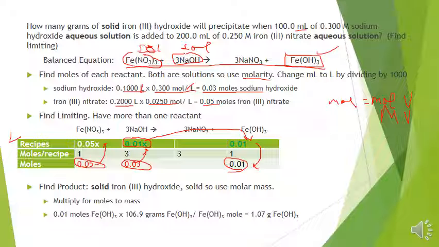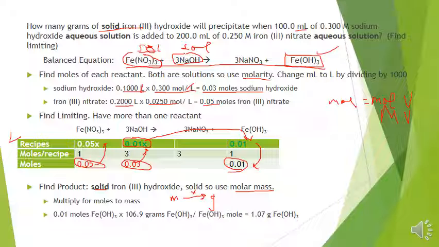All right, the question asks for grams of solid iron hydroxide. Whenever you have a solid, you'll be using molar mass. So we're going to multiply by the molar mass. To go from moles to grams, you multiply by the molar mass. That's because if you have 1 mole of, for instance, this one, 1 mole is 106.9 grams. If you have 2, it's going to be twice that amount.